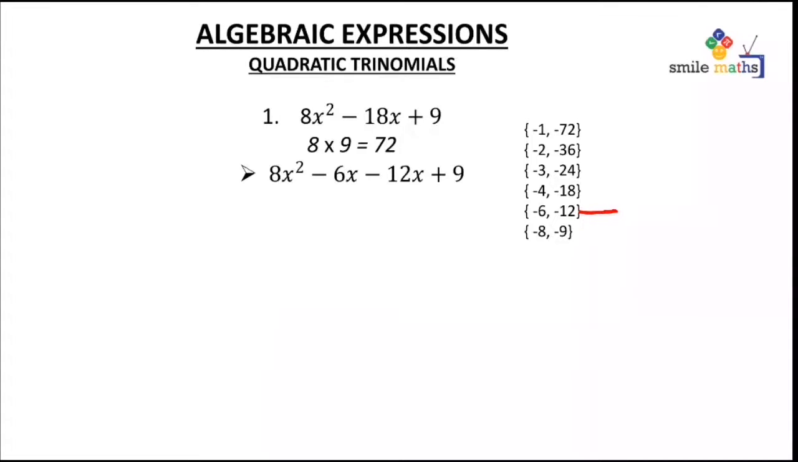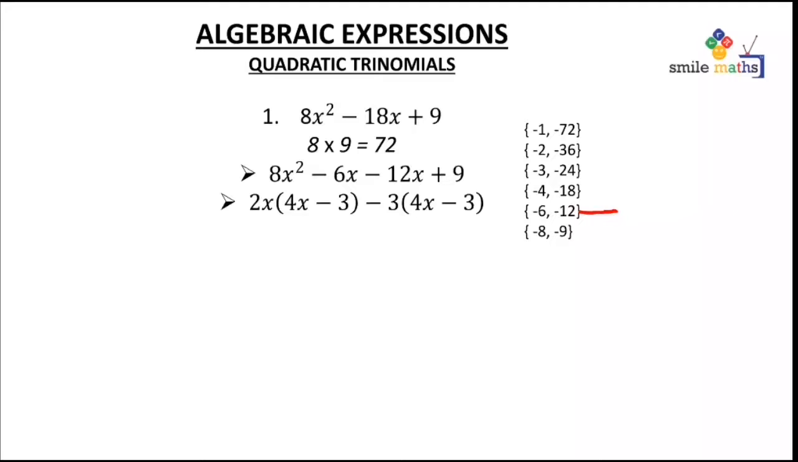So we are going to represent negative 18 by negative 6 and negative 12. So we have 8x squared minus 6x minus 12x plus 9, giving us, as we factorize them, 2 as a common factor for the first two, we have 2x, then we have 4x inside minus 3, then minus a common factor for 12x and 9, which is 3. We have 4x, negative times positive gives us negative, then we have 3.